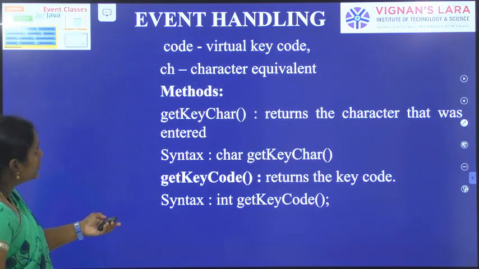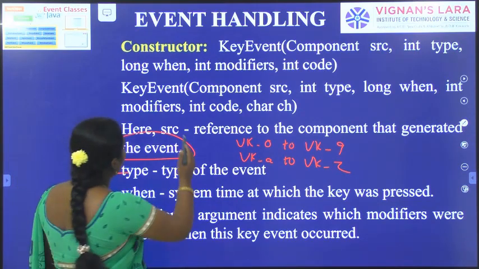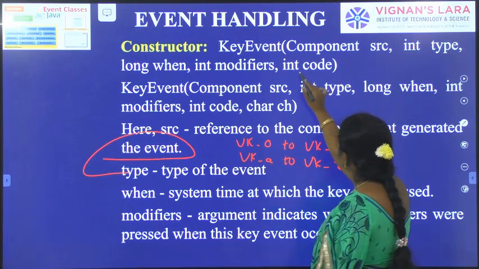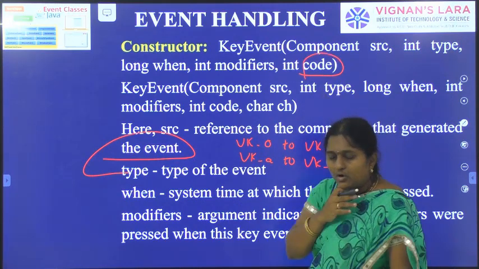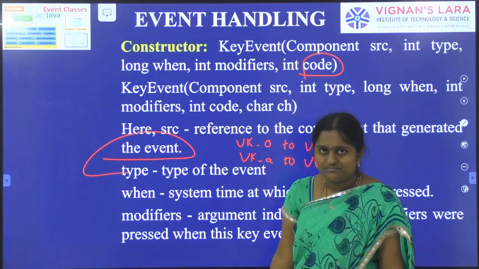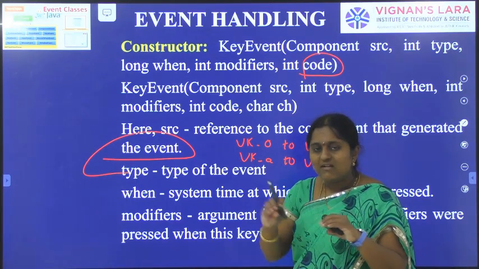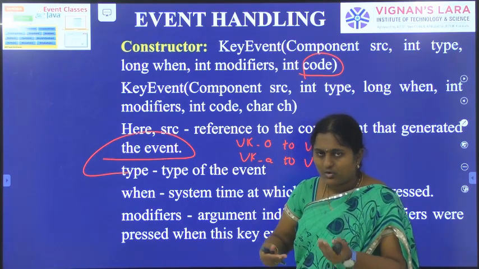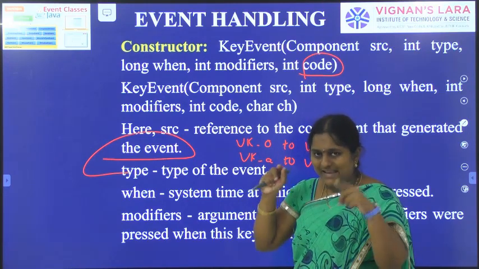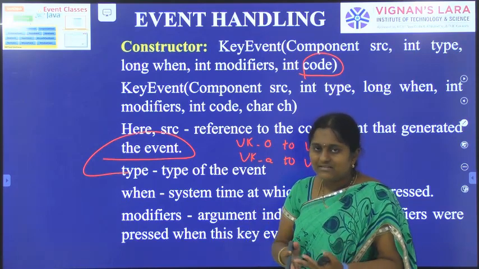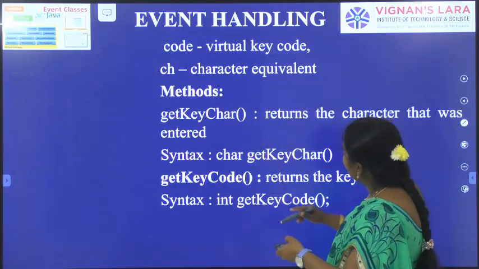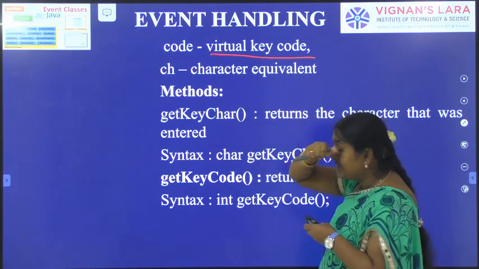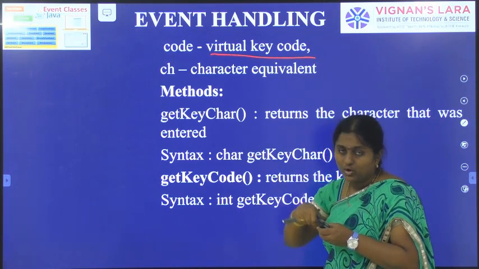Next argument in this constructor is code. Code means every key on our keyboard has an ASCII code. If the user wants to press the A character on the keyboard, it has an ASCII code. If the user presses the X key, it has an ASCII code. Code means the virtual key code. Every key on the keyboard has some ASCII code.